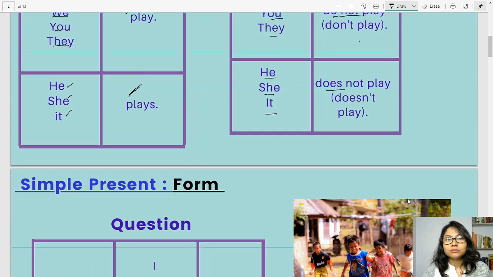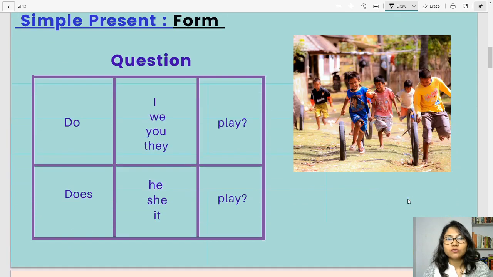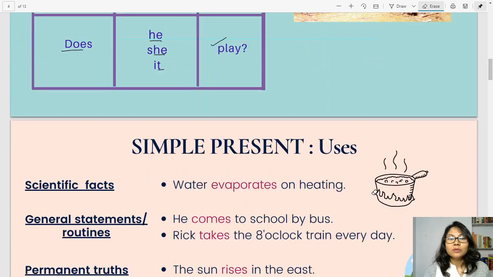Let's move on. Now, the question form. What do we have in the question form? Do I play? Do we play? Do you play? Do they play? Or does he play? Does she play? Does it play? Okay? Let's look at this beautiful picture. I think all of them are playing, isn't it? Alright, let's move on.